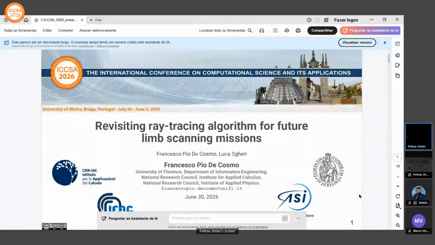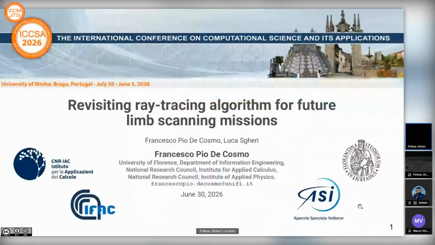The second presentation. The title is Revisiting Ray Tracing Algorithm for Future Limb Scanning Missions. The authors are Francesco Pio de Cosmo and Luca Sderi, and the presenter is Francesco Pio de Cosmo.